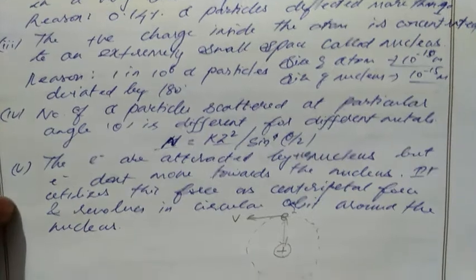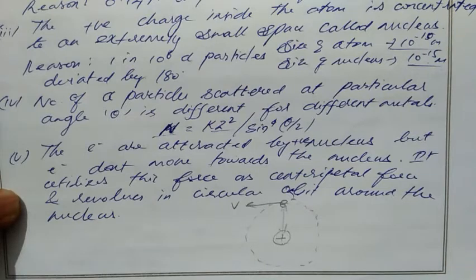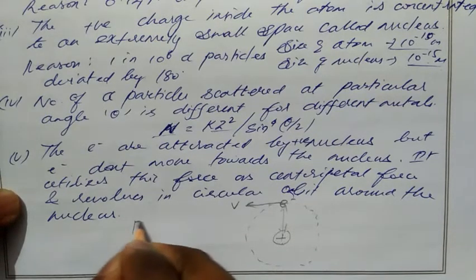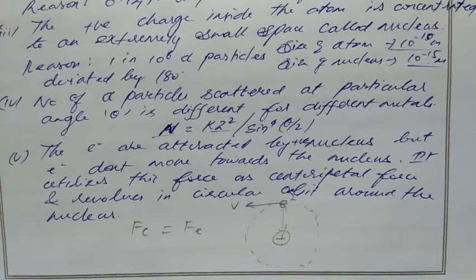So here the same thing will happen. Even though these two opposite charges attract each other, the centripetal force resists the electron moving towards the positive charge. So here centripetal force Fc balances the Coulomb force or electrostatic force. So here Fc is equal to Fe. That's why electron cannot move towards the positive charge, but it revolves around the nucleus.